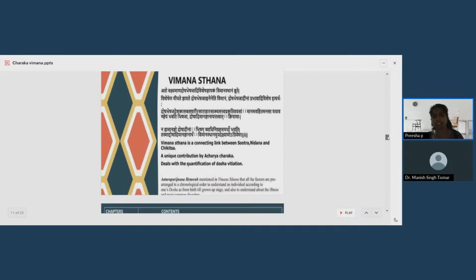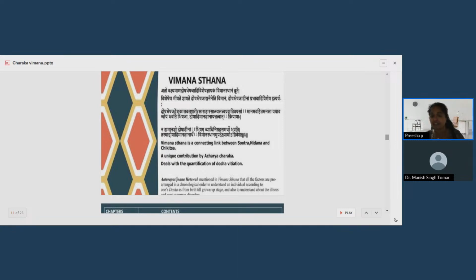When we come to the Vimana Sthana, there is Adhara Parijnana Hetu. In the Vimana Sthana, there are important factors which are pre-arranged: Desha, Bheshaja, Dosha, Kala, Bala, Sharira. These are the important areas where we can understand one's Desha from birth till death, where illness is explained. Once you understand the Sutra part of Charaka, and the disease part, the Nidana part, and when we go to the Chikitsa part, all of these have a connecting link in the Vimana Sthana.